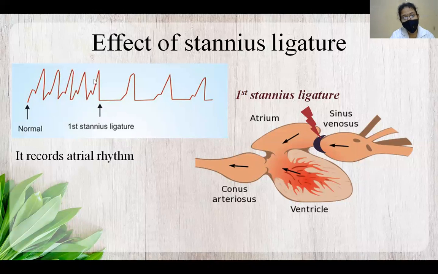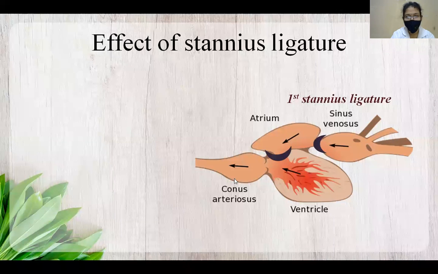But if you compare the rate, the atrial rhythm rate is less as compared to that of sinus rhythm. So this is the difference. At this juncture we can conclude atria can generate its own rhythm, but atrial rate is less than sinus rhythm. So this is about the first Stannius ligature.